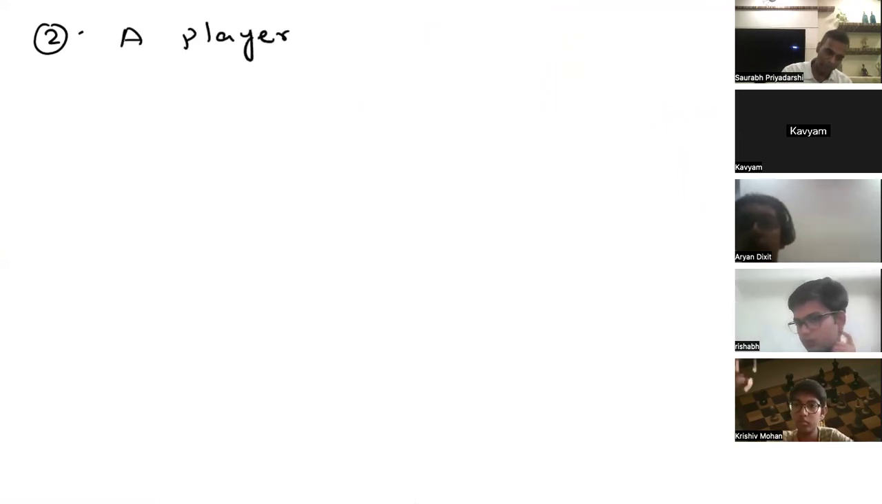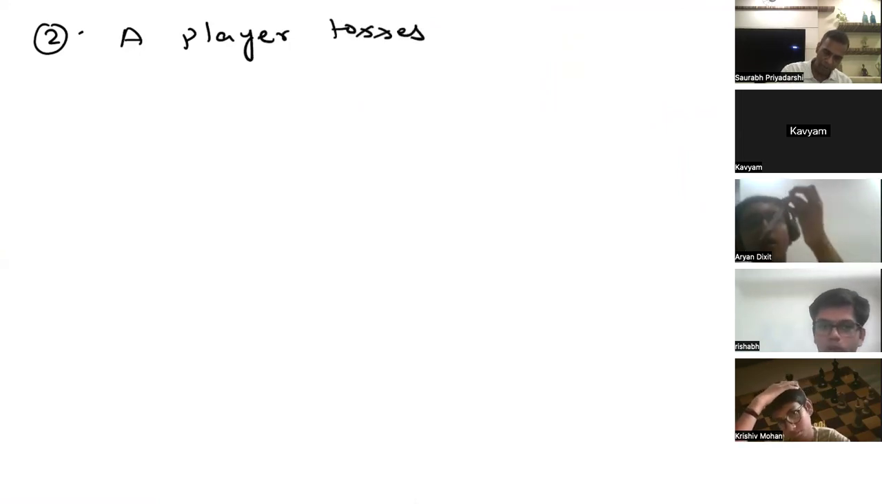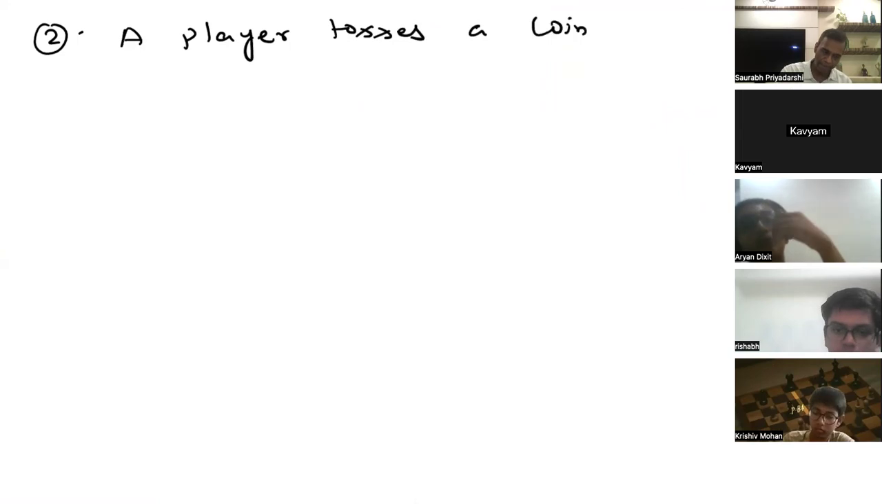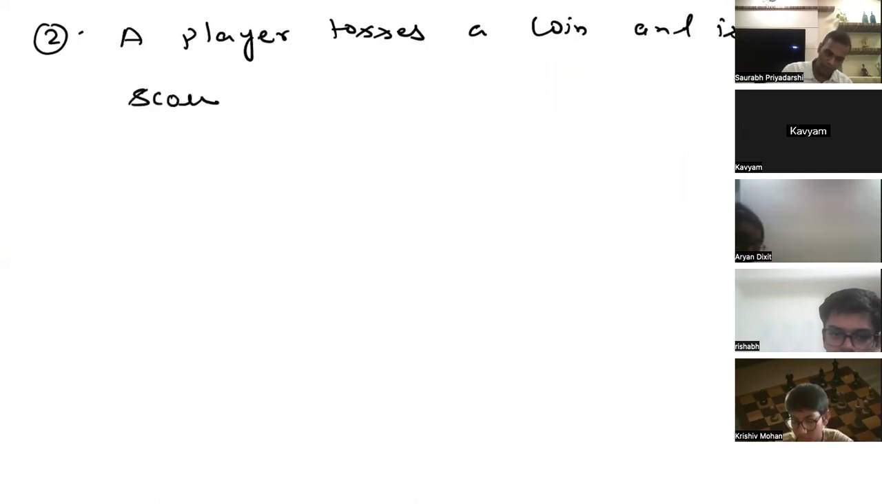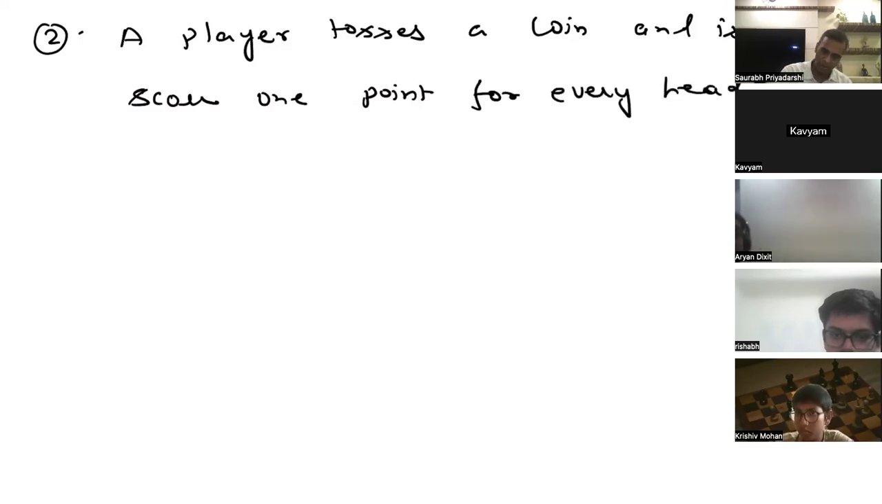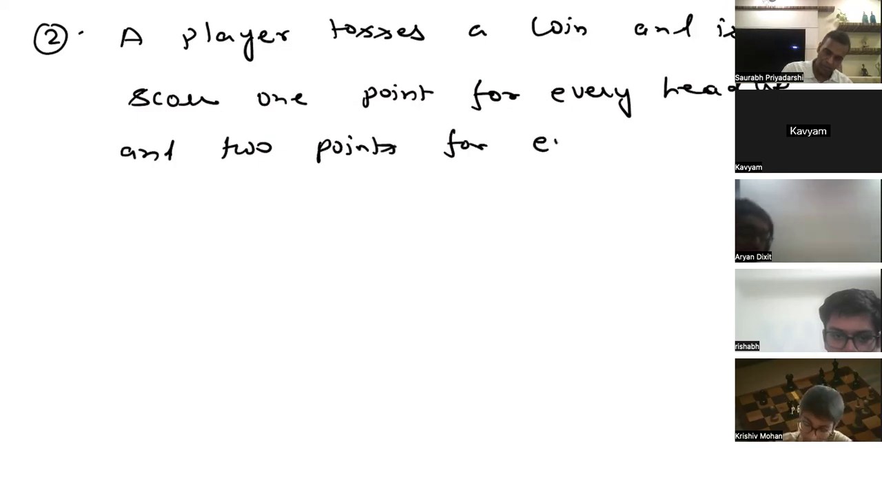A player tosses a coin and is to score 1 point for every head up and 2 points for every tail.